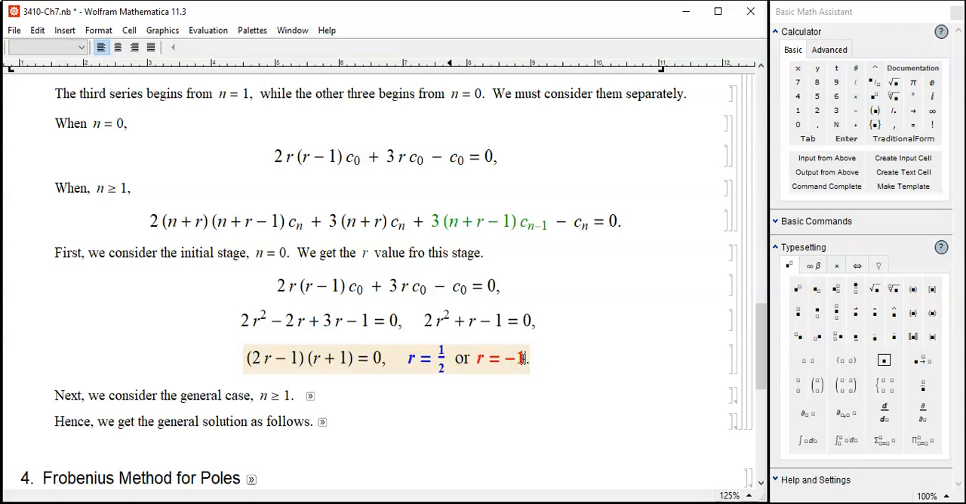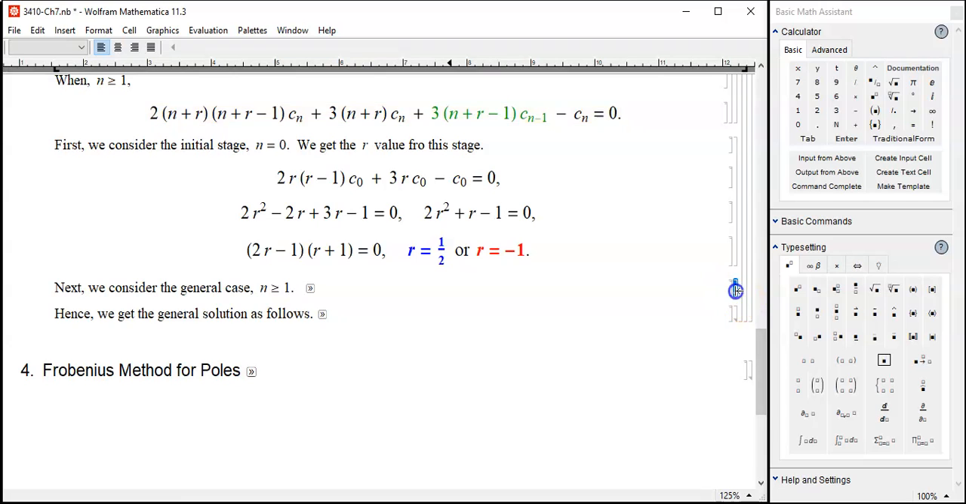Okay, r is 1/2 or r equals -1. Both apply for this one, and we'll have to do it separately. R equals 1/2, we have one. R equals -1, we have another. Okay, here we go.